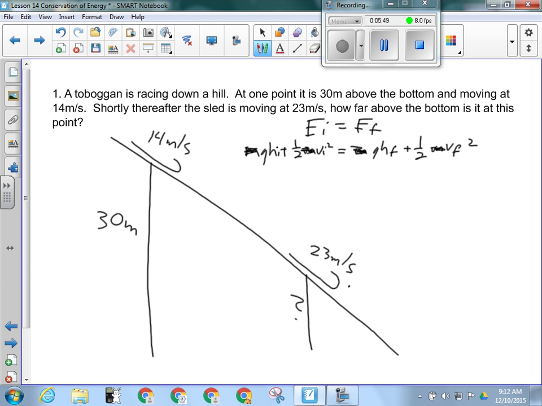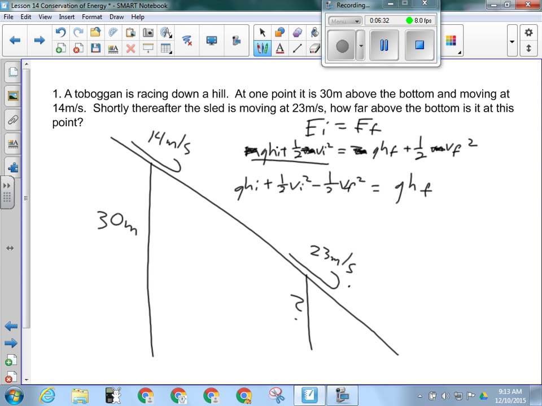Okay, I need to get HF by itself. So what do I have to do with the 1/2 VF squared? Since I'm adding it right now, subtract it, right? Essentially, mechanical energy minus kinetic energy equals potential energy. Isn't that what we worked on the last couple of days? That's how we calculate mechanical energy, kinetic plus potential. So we're going to have GHI plus 1/2 VI squared minus 1/2 VF squared equals GHF.